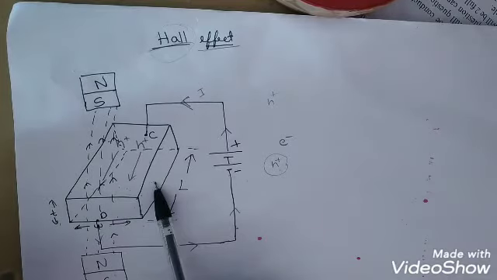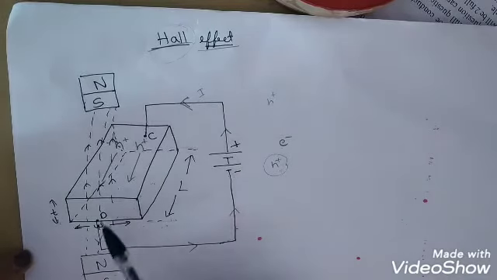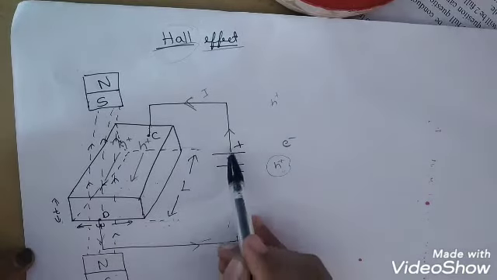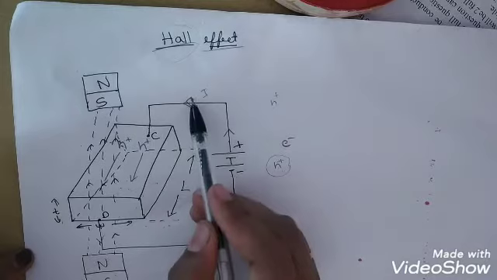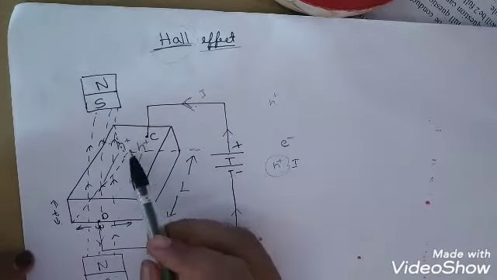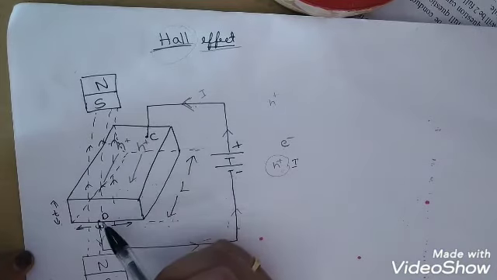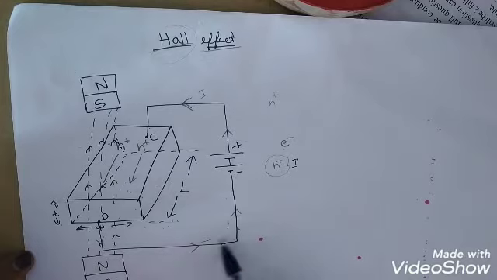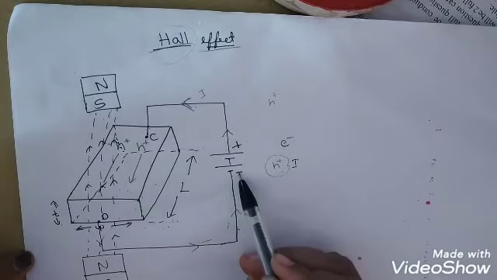So the majority carriers are holes, and that is how the current will flow. Electrons will always flow in this way, electron movement, and holes will always move in this way. The conventional current direction is nothing but the hole movement. So the holes will start from the C terminal and end towards the D terminal. In this way they will flow and get attracted towards the negative terminal of the battery.